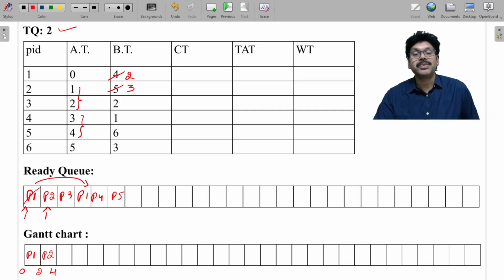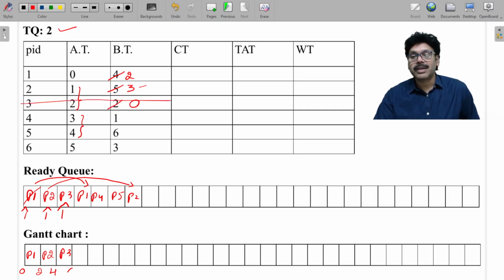Now you see, P2 is completed or not. First drop the new processes into the queue, then bring that old process back to the ready queue. P2 has not completed, still 3 more is needed, so P2 will join the queue. Now ahead of the queue is P3. P3 is executed. P3 needs only 2, so it can finish.